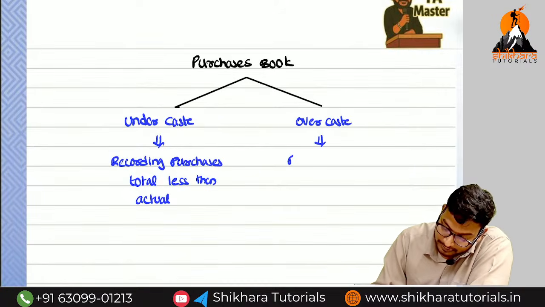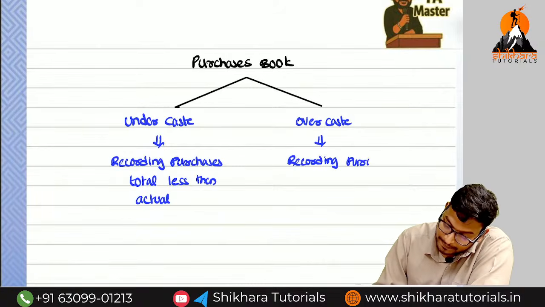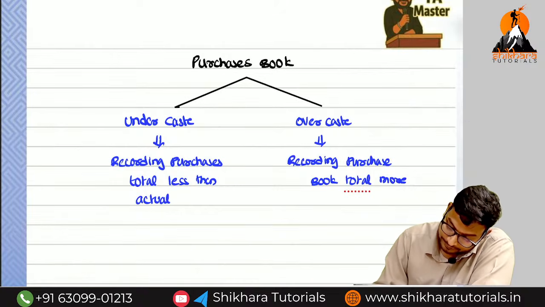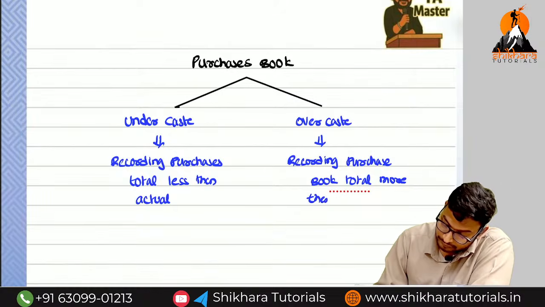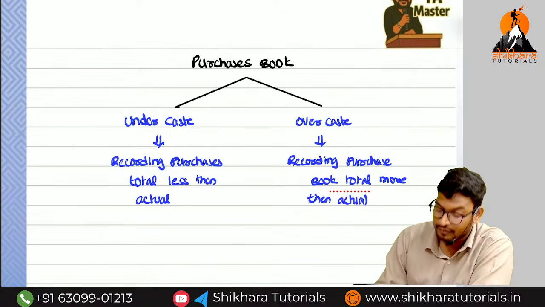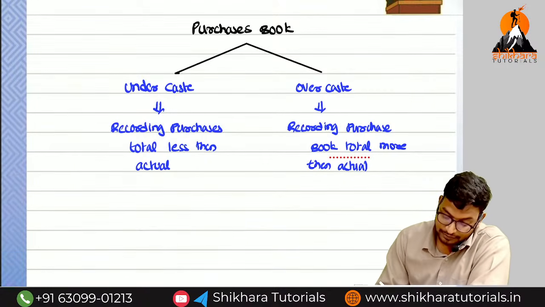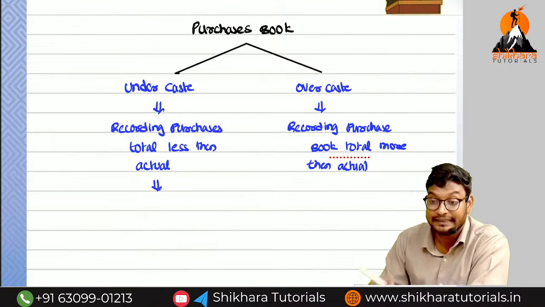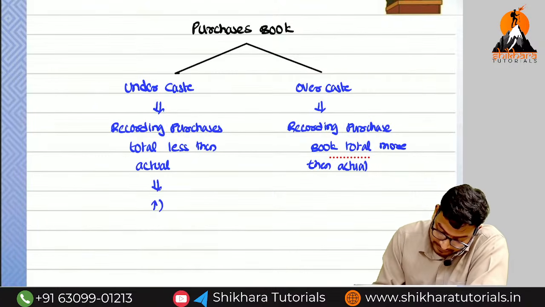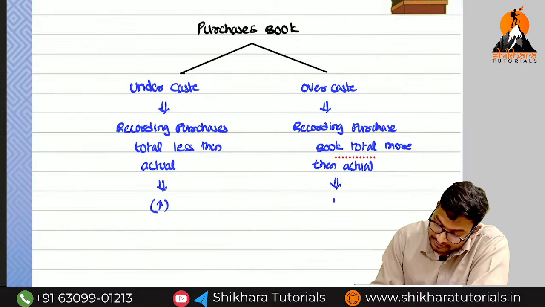Overcast means recording the purchase book total more than actual. Nothing but a simple concept. See here: purchase book undercast means what we need to do? Increase. Purchase book undercast means increase. Purchase book overcast means decrease.